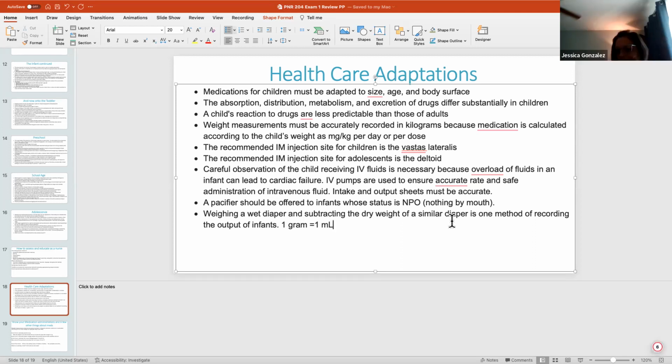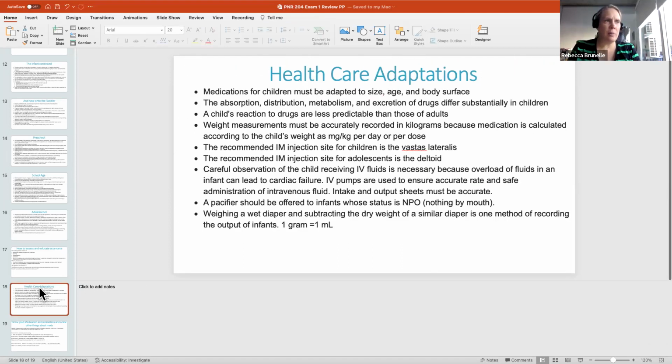60. And 1 gram equals 1 mL. So you're going to just subtract the weight of the dry diaper from the wet diaper, and then whatever number of grams that is, that's the number of milliliters that they peed.